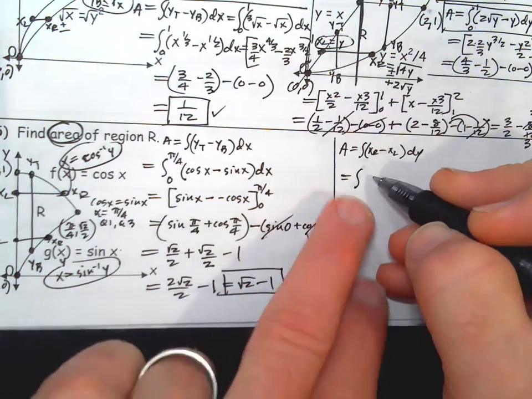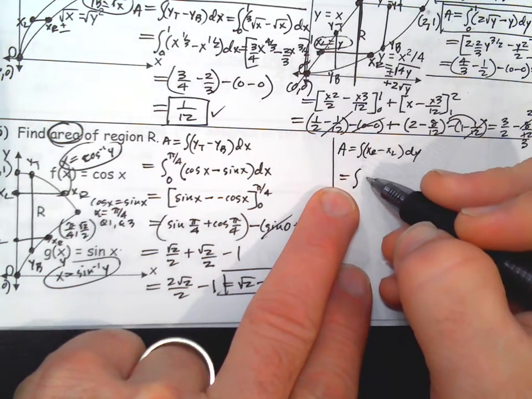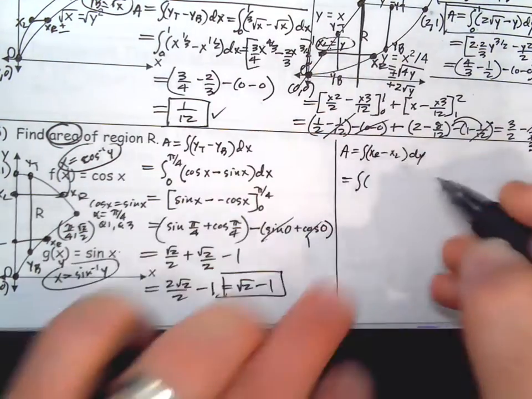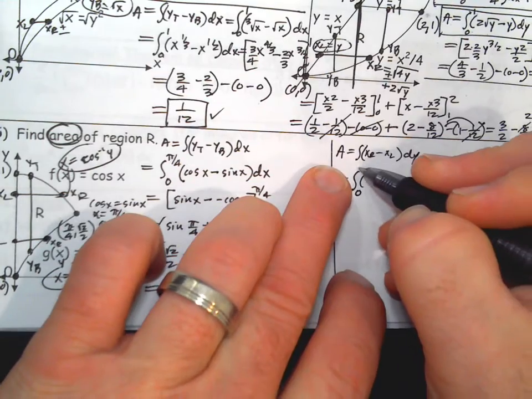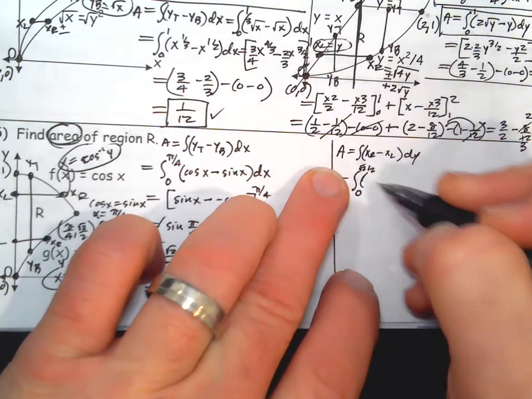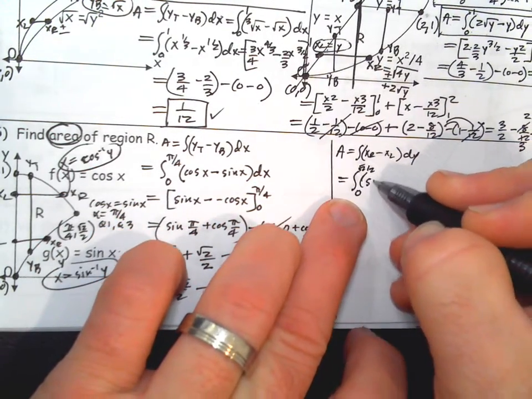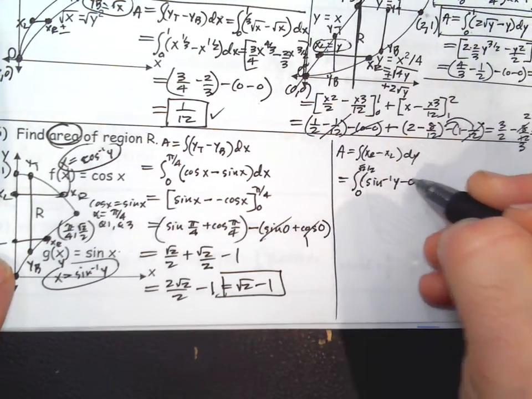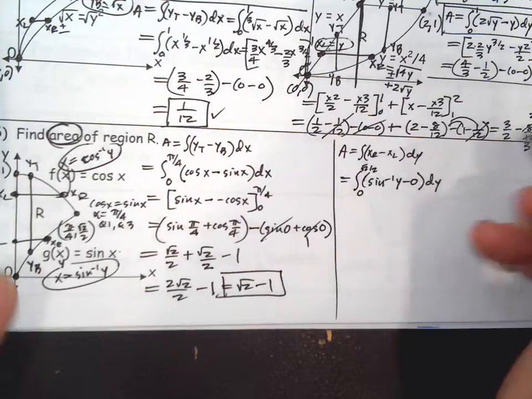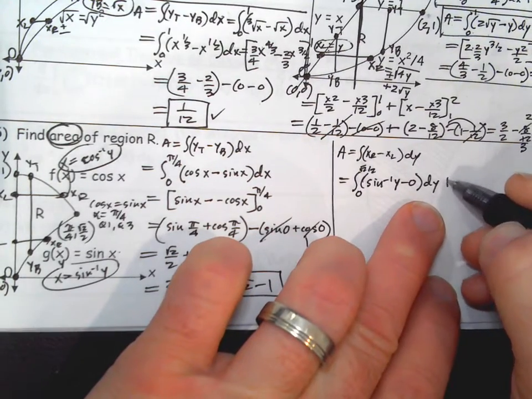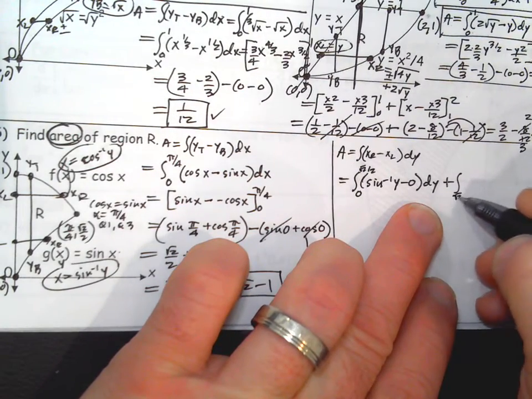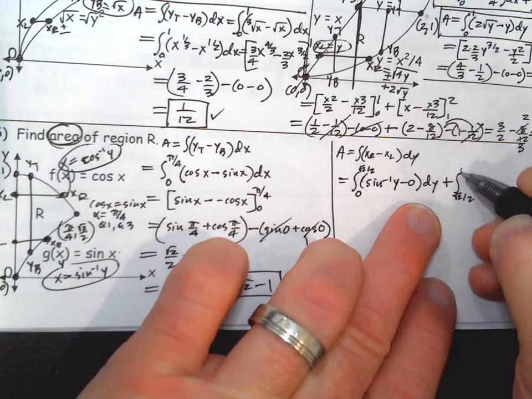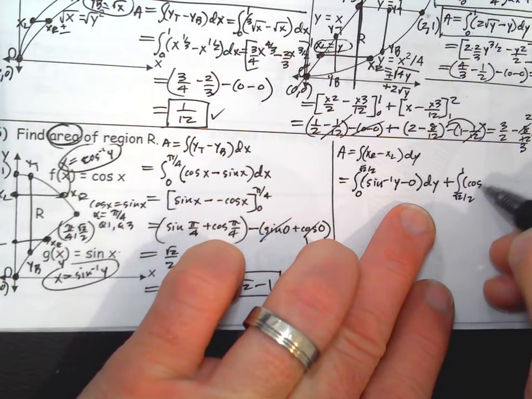So x right for the first chunk, working from the bottom to the top, 0 to root 2 over 2, is inverse sine of y, and x left is 0. You could write minus 0, you could just not. Plus root 2 over 2 up to the top 1, so the inverse cosine of y.